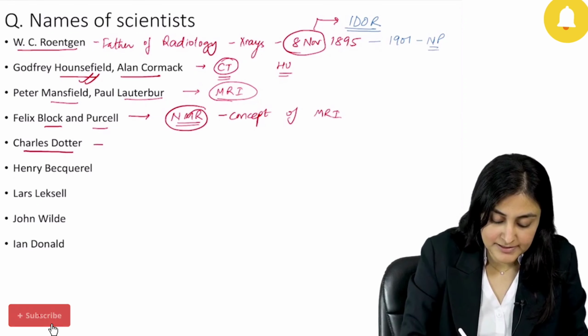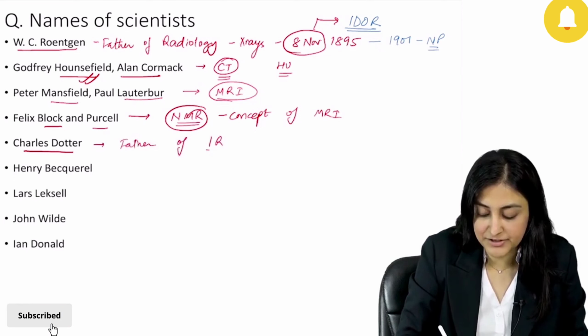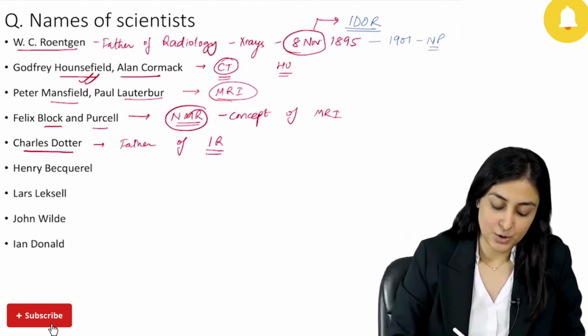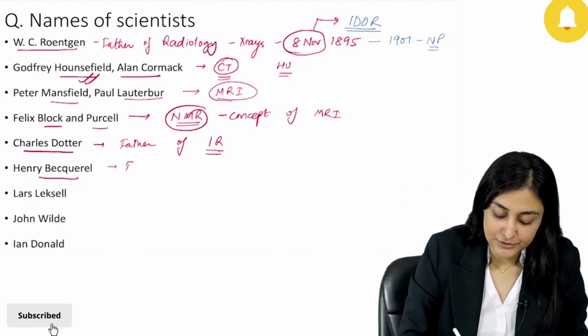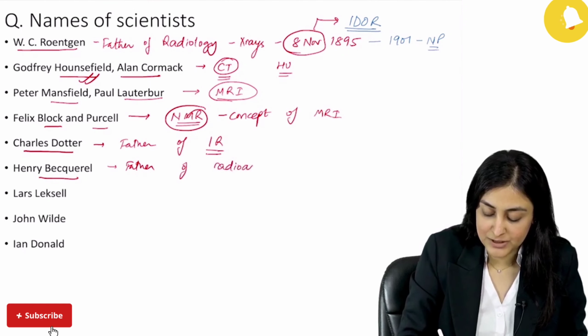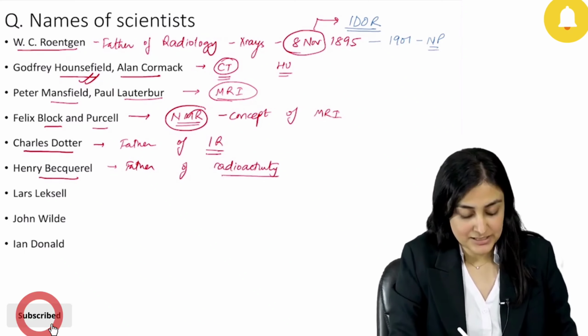Charles Dotter is credited as the father of interventional radiology. So the interventional aspect of radiology, Dotter is the father of it. Henry Becquerel is the father of radioactivity. You must be aware of this from +2.